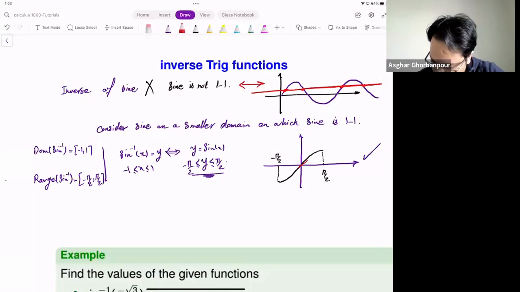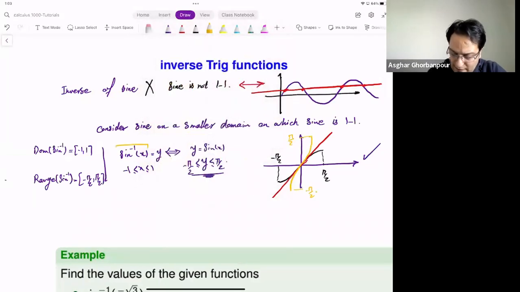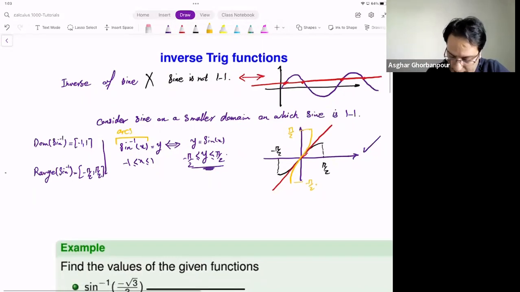So this is the guy here, and then the reflection with respect to this, something like this. And this will go from -pi/2 to pi/2. That's the graph. Sometimes people like to write sine inverse, the inverse of the function. It's not 1 over sine, it's the inverse function, also written as arc sine. That's the same word.